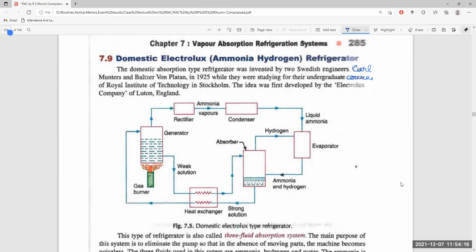Here, what is shown first of all is the condenser. From the condenser, liquid ammonia comes to the evaporator, and hydrogen is coming here. Ammonia and hydrogen come out and go to the absorber, where they are mixed. Then a strong solution of ammonia and water comes out and goes to the generator, where heat is being added.